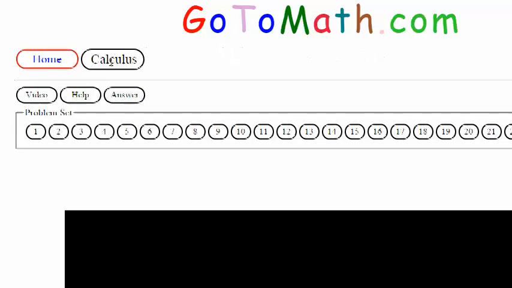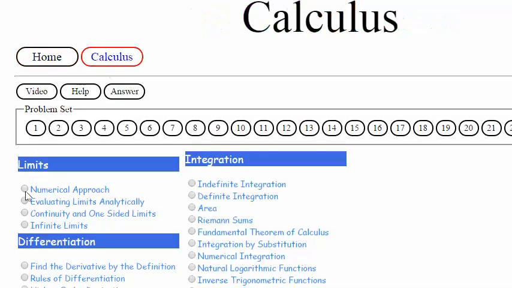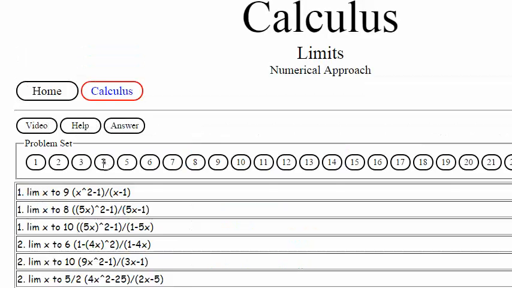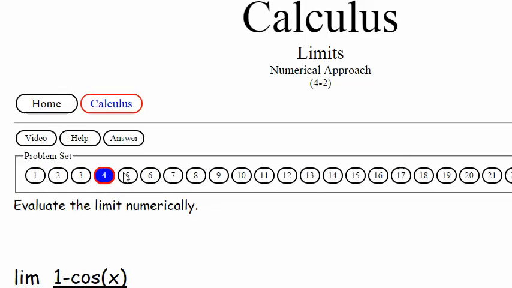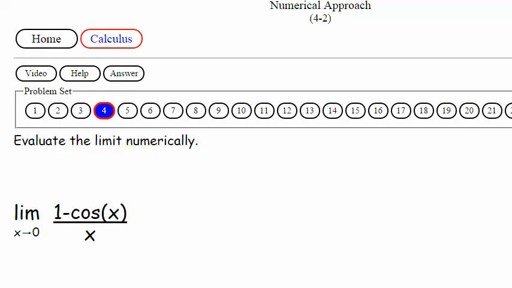Alright, we're at go-to-math.com. We're getting some calculus. We're down here in the section on the numerical approach. So let's click it, and we're looking for 4.2, and that's what we're looking for right there.